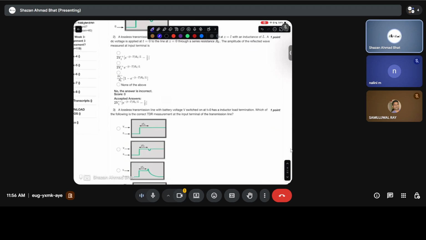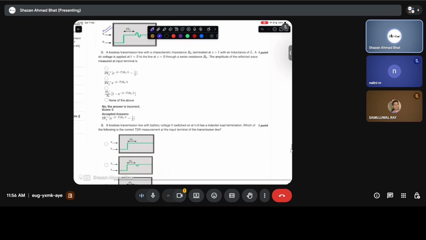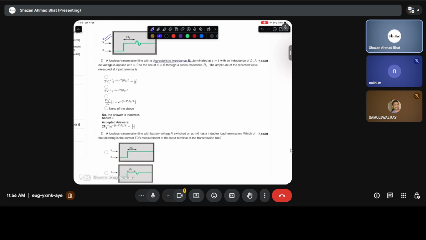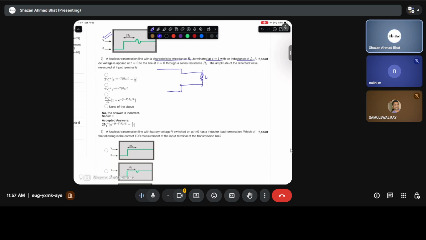And now, if you have a lossless transmission line with a characteristic impedance R0 terminated at z equals l with an inductance L, so you have a transmission line with the inductance L. Let's not draw it like this. Let's draw it like this. And a DC voltage is applied at t equals 0. That is the same as applying at t equals 0 a voltage unit step function. This is basically a DC source right here because it's going on up to some certain time.